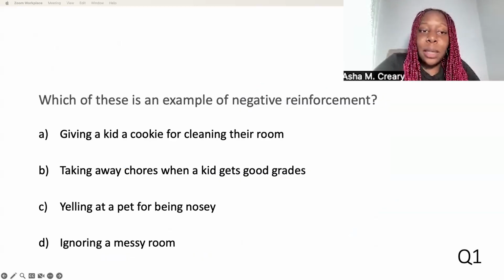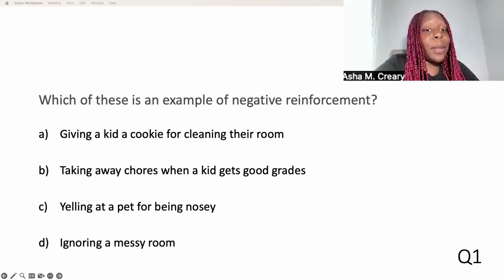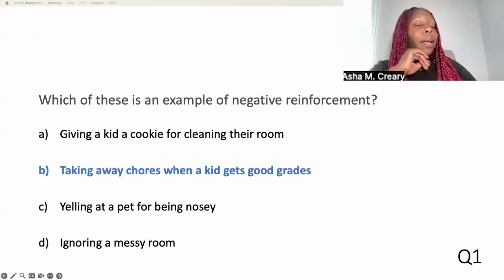Which of these is an example of negative reinforcement? So I'm going to pause and let you guys answer that, but I'll read them. Which of the following is an example of negative reinforcement? Answer choice A, giving a kid a cookie for cleaning their room. Answer choice B, taking away chores when the kid gets good grades. Answer choice C, yelling at a pet for being nosy. Answer choice D, ignoring a messy room. All right, it is going to be B as in Bravo.